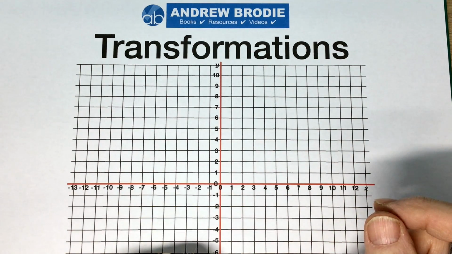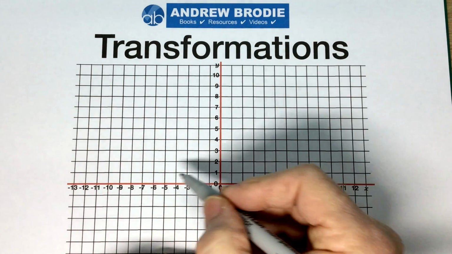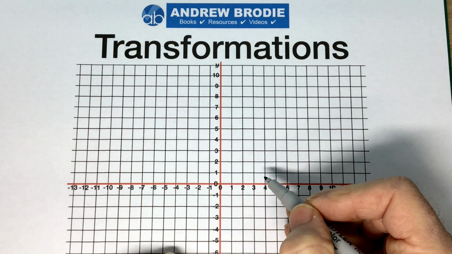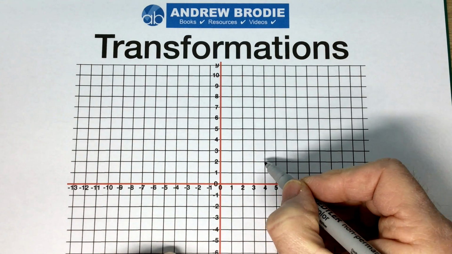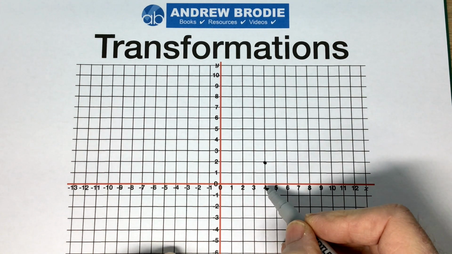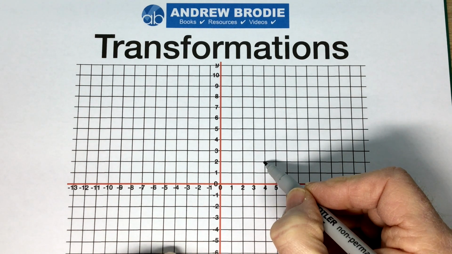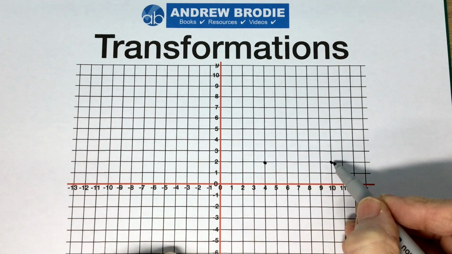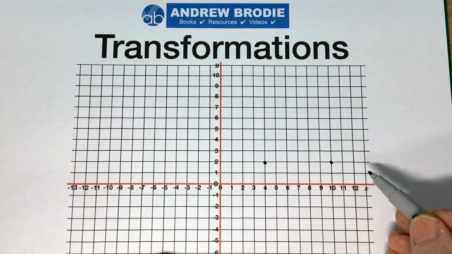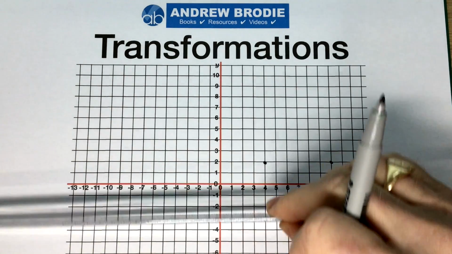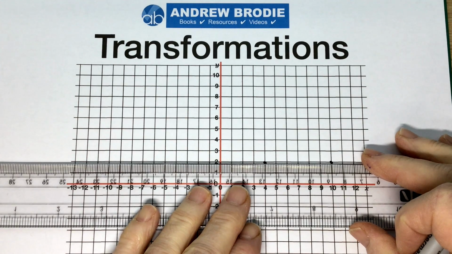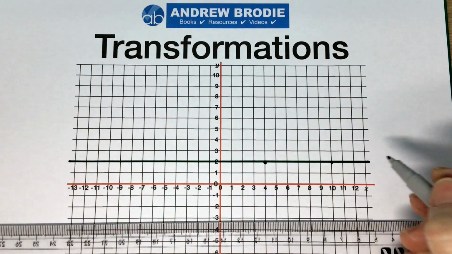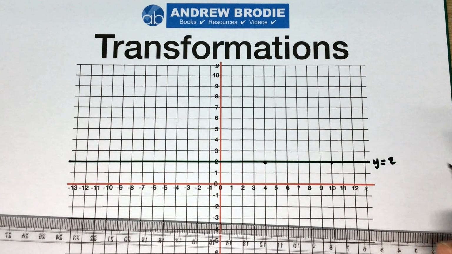For example, y equals 2. That means that we're looking all the way along here. That is the line y equals 2. Because if you pick any point, suppose we pick that point there, the x coordinate is 4, but the y coordinate is 2. Pick this point here, x coordinate is 10, but the y coordinate is 2. So that is the line where y is always 2. And so we can draw that line across there, and we can say that is the line y equals 2.